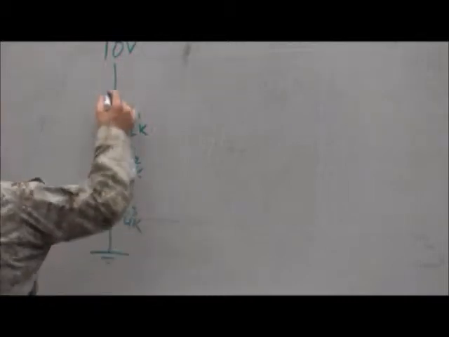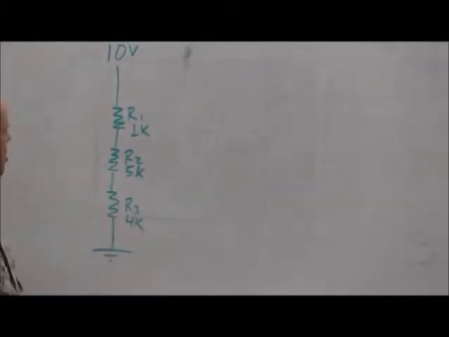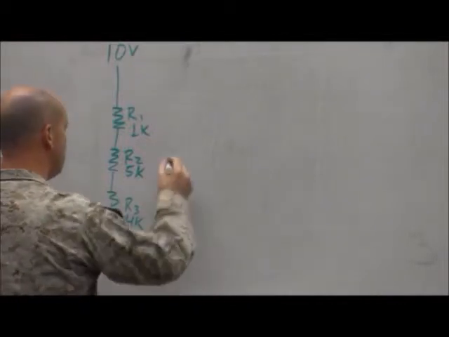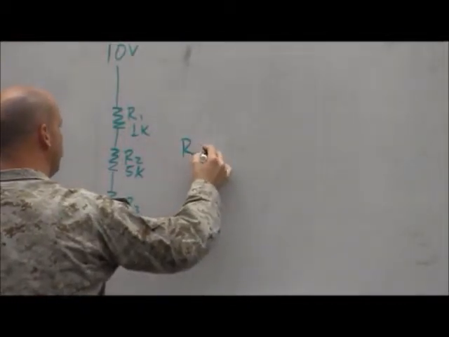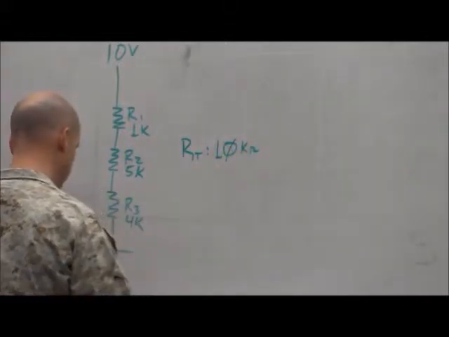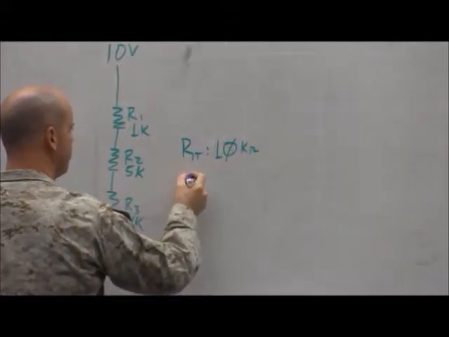All right. Still a series circuit, yes? If we were to short around R1, well, first let's solve the parameters here. What's our total resistance? RT, 10K ohms. What's our total current? 1 milliamp.